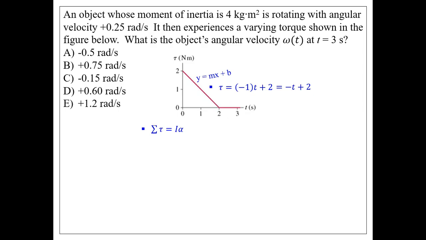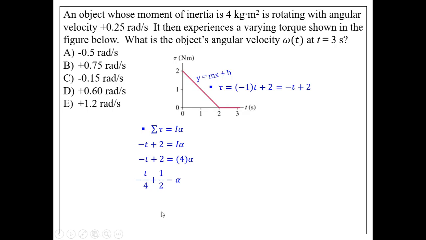So here, now that I know what torque is equal to, I'm just going to substitute it. So instead of saying net torque, I can say that torque is -t plus 2. On the right side is I alpha. Well, I can substitute I because I is just 4. Once again, I is given. And then here, as you can see, I have alpha, or my angular acceleration. So I can just solve for angular acceleration here by dividing both sides by 4. So it'd be -t divided by 4, and then 2 over 4 is just 1/2.